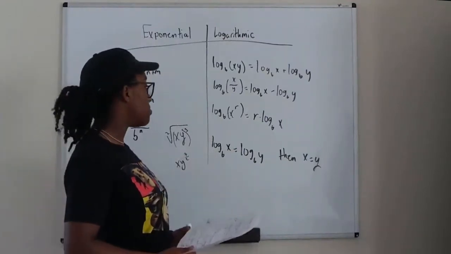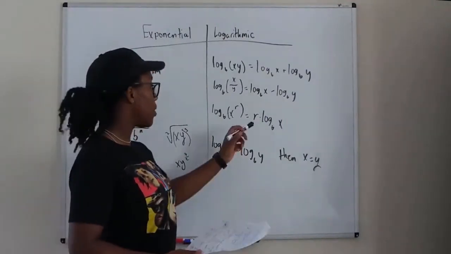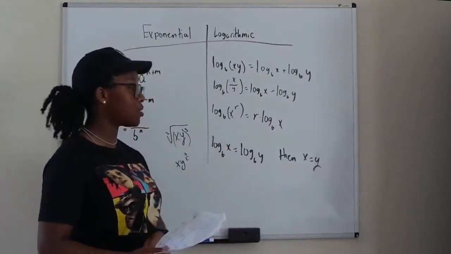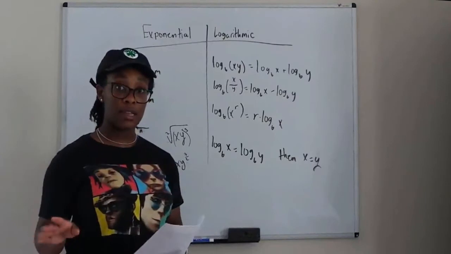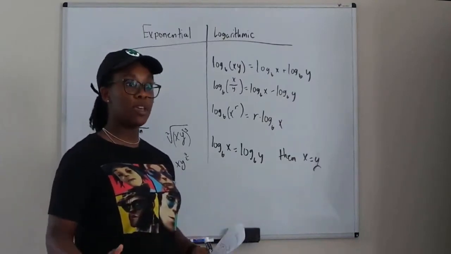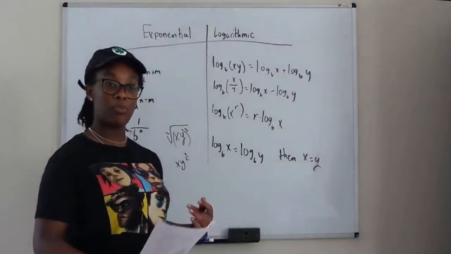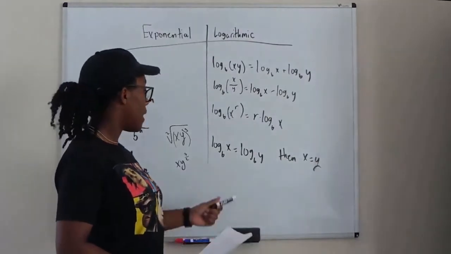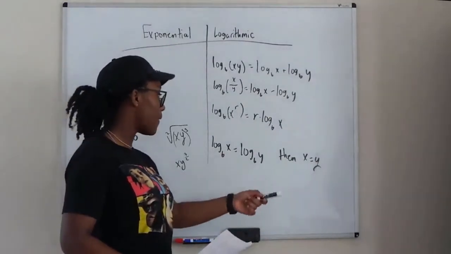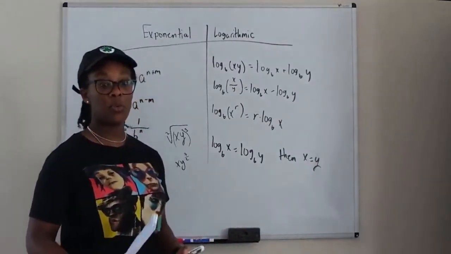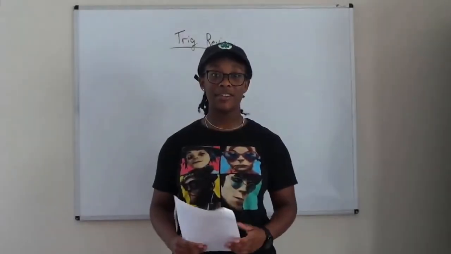And then log base b of x to the r, you can bring the exponent down in front, which is really helpful, especially with logarithmic differentiation, which we'll cover later. It's really helpful to be able to break apart big, heavy expressions like that. And then log base b of x, if it's equal to log base b of y, then x is just equal to y.